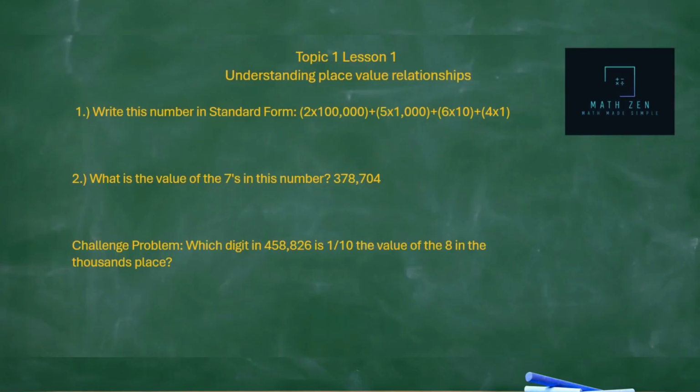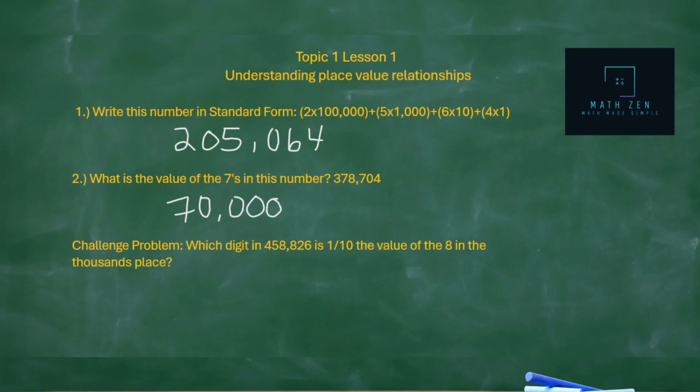All right, now that you've had some time to solve these on your own, let's go ahead and see how you did. So for number 1, your standard form number should be 205,064. For number 2, the value of those 7s, you should have gotten 70,000. And the other one, you should have gotten 700.